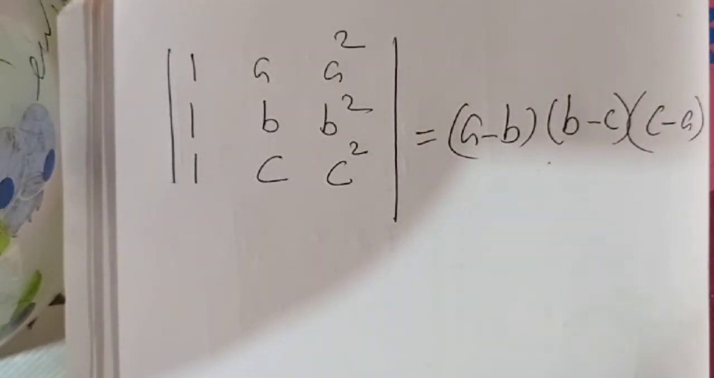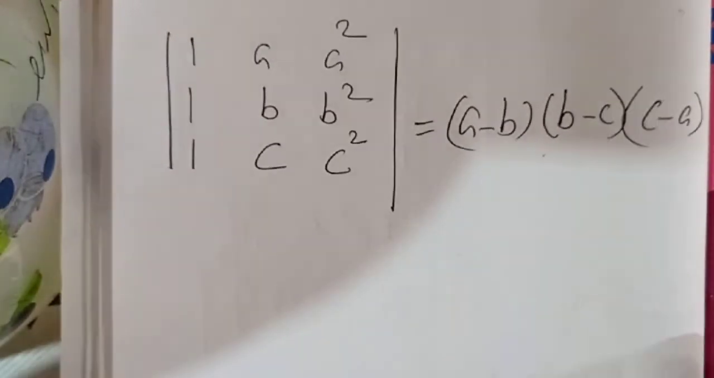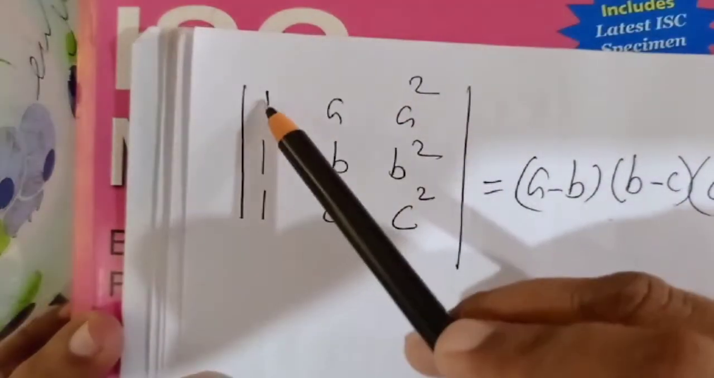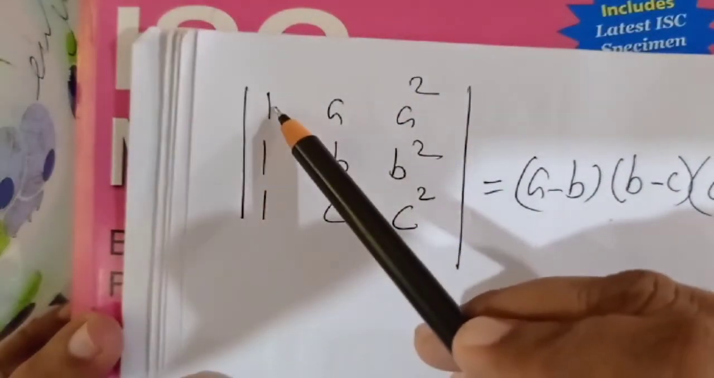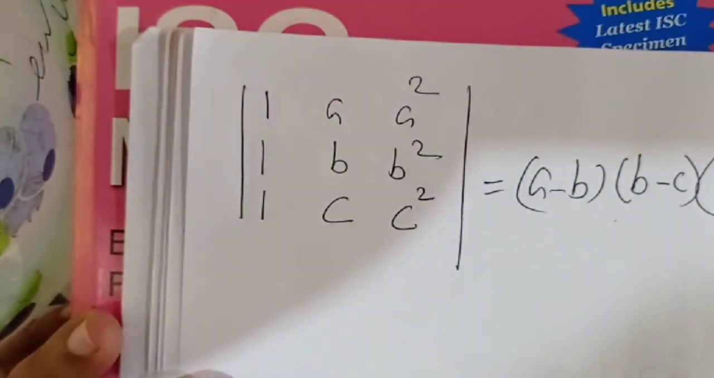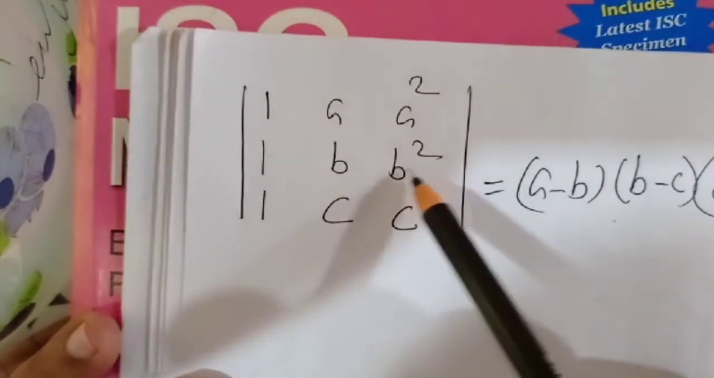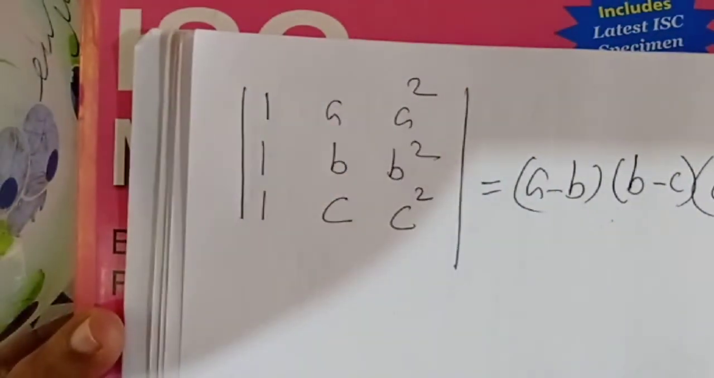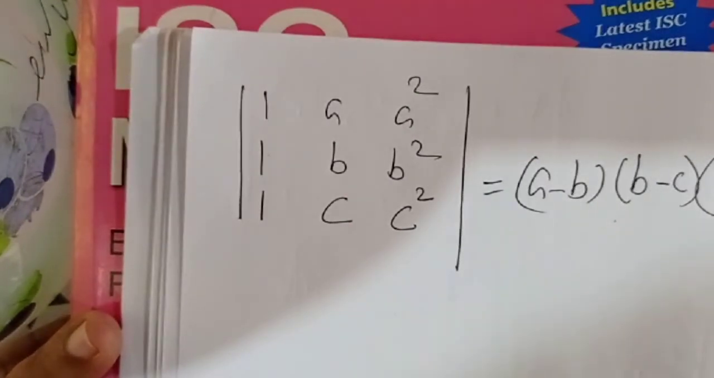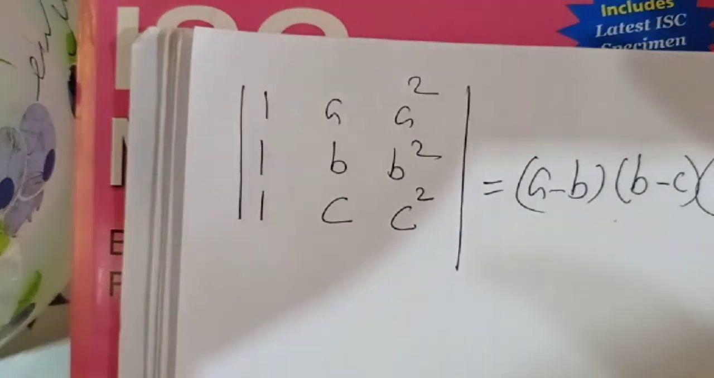Now all of you listen very carefully. Look here. Here, the first column is 1, 1, 1. We can expand a determinant using the first row or the first column or second row, second column, like that. Understand? 3 rows and 3 columns are there. You can take any row or any column to expand the determinant. The value remains the same in all the cases.